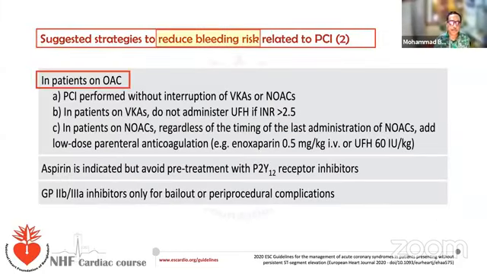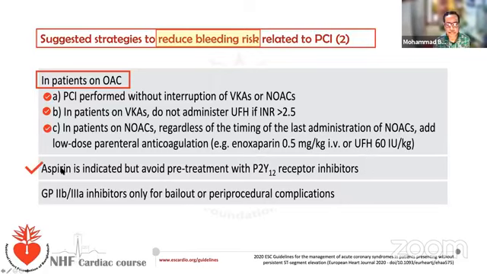Now, an important factor: a patient who is already on oral anticoagulant for whatever reason, either due to atrial fibrillation or due to mechanical valve replacement, and now is undergoing PCI, what to do? In this patient, PCI should be performed without interruption of the vitamin K antagonist or NOAC. But if the INR is more than 2 to 2.5, you don't need to administer extra unfractionated heparin. And in the patient on NOAC, regardless of the timing of the last administration of NOAC, we should add low dose parenteral anticoagulation, either enoxaparin or unfractionated heparin.